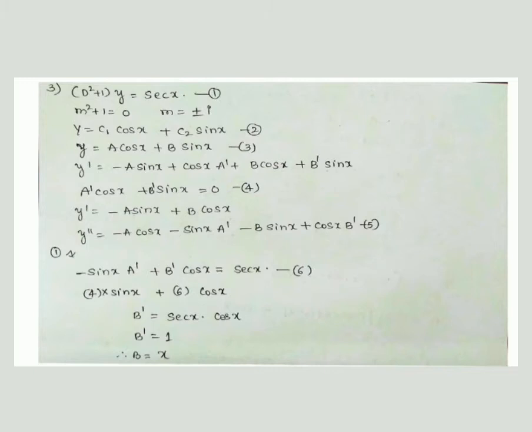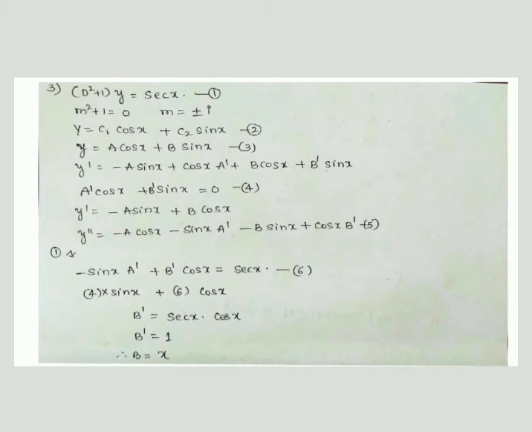Next move on to the equation number 3. Observe that again LHS will be same. D square plus 1 into y is equal to secant x. So again till equation number 6 we have the same process. Then multiply equation 4 by sin x and 6 by cos x. So therefore we will obtain b dash is equal to secant x into cos x. So from that we can say that secant x into cos x gives b dash as 1. Therefore b is equal to x.